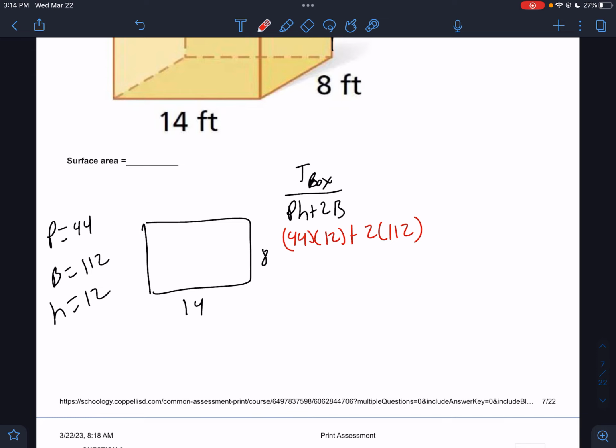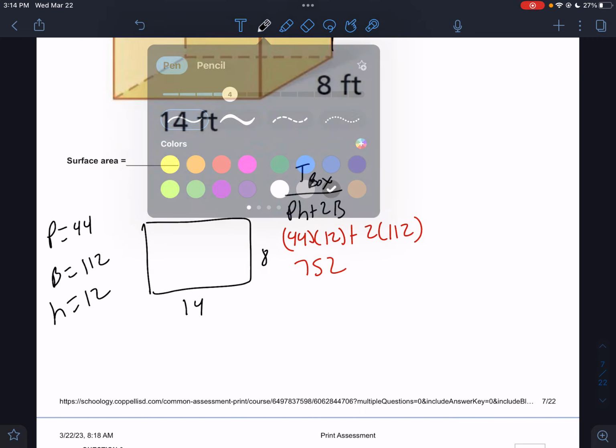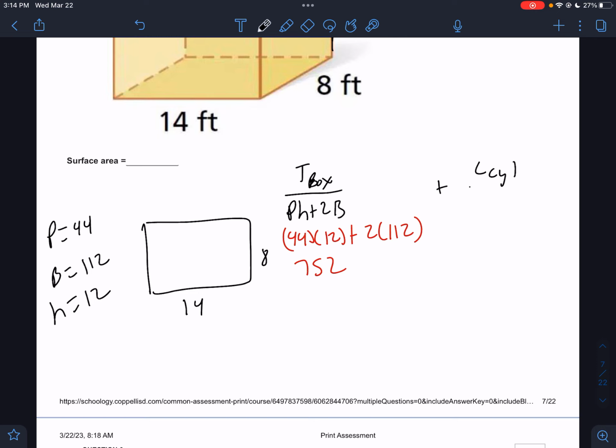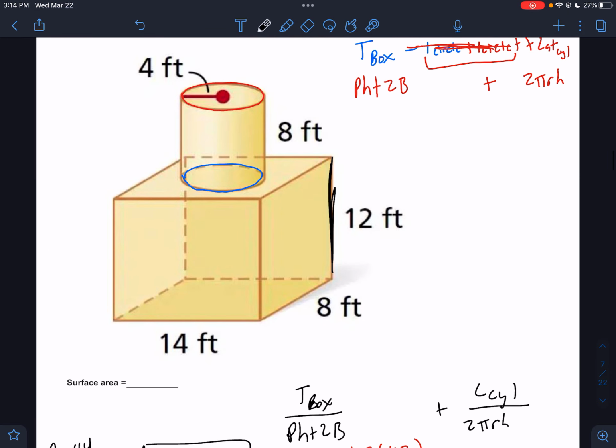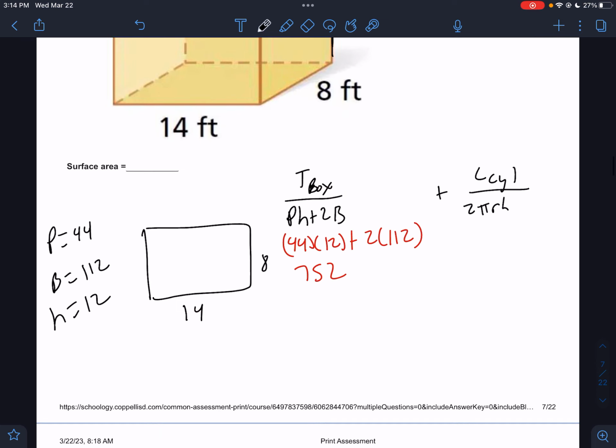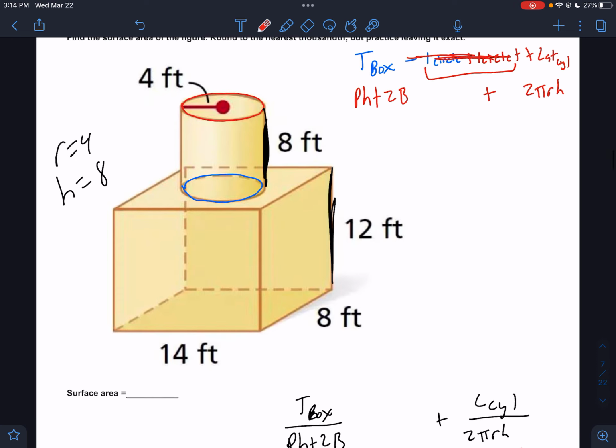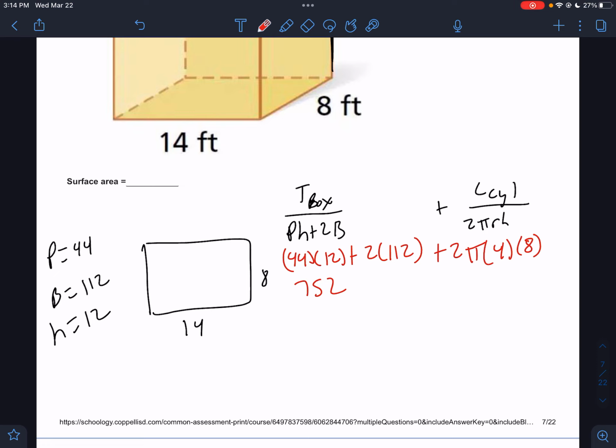I'm just going to type that in. 44 times 12 plus 2 times 112, and I get 752. That's the total of the box. Then we're going to add the lateral of the cylinder, and that is 2 pi RH. So we need those numbers. R is 4, and H of the cylinder is 8. So that's plus 2 pi times R times, I forgot, 8.